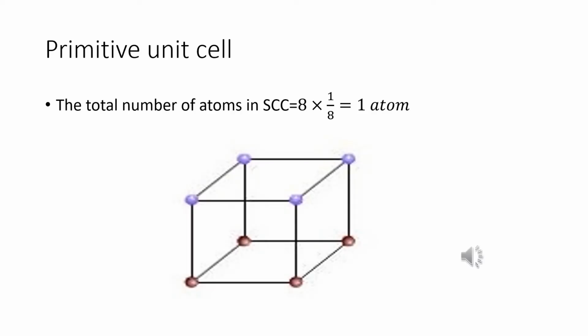See the primitive unit cell. How many atoms are present in a simple cubic unit cell or primitive unit cell? This primitive unit cell has atoms occupying its corners. Each atom at a corner is shared between 8 adjacent unit cells, that is 4 unit cells in the same layer and 4 unit cells of the upper or lower layer. Therefore, 1 by 8 of an atom belongs to a particular unit cell.